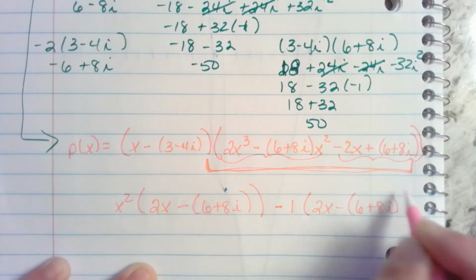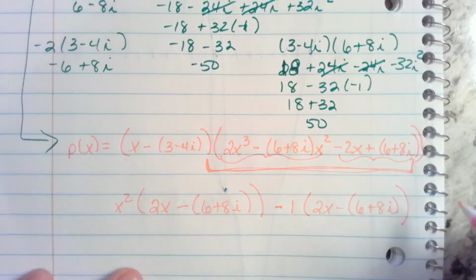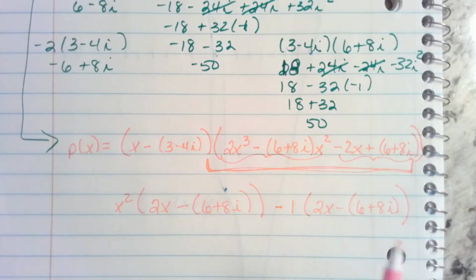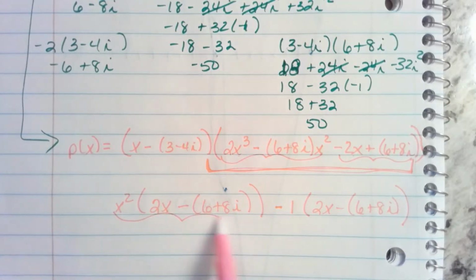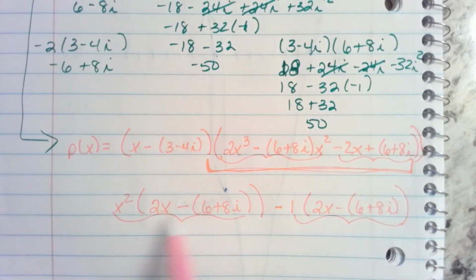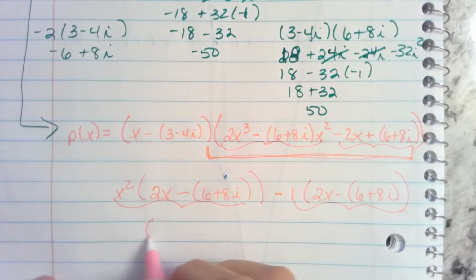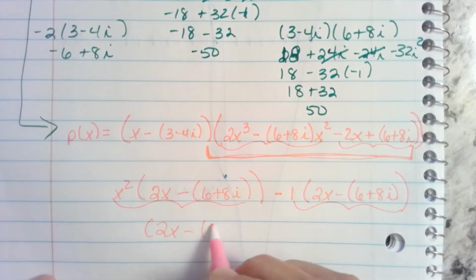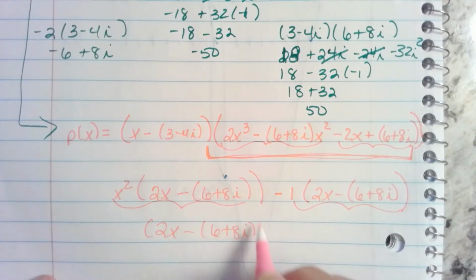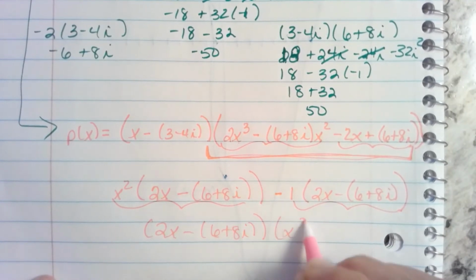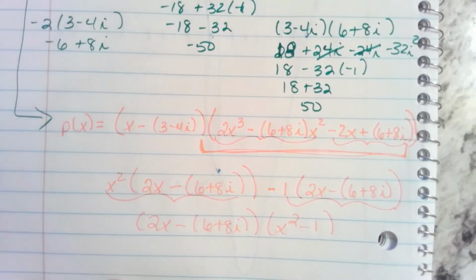I think I need one more. No, I think that's all. Now if you look inside these two pieces, all the stuff that's in parentheses is the same. So we factor out the 2x minus 6 plus 8i, and we're left with x squared minus 1.